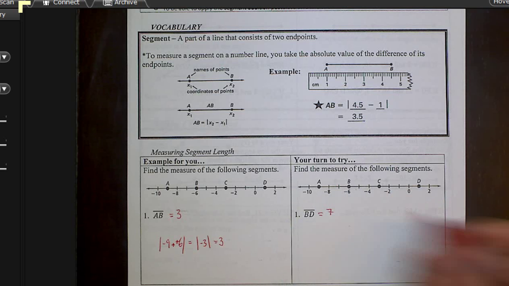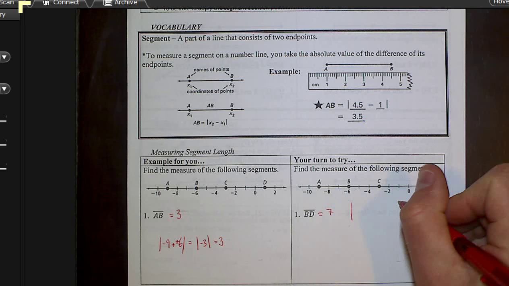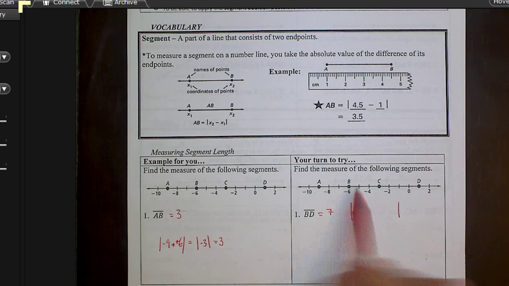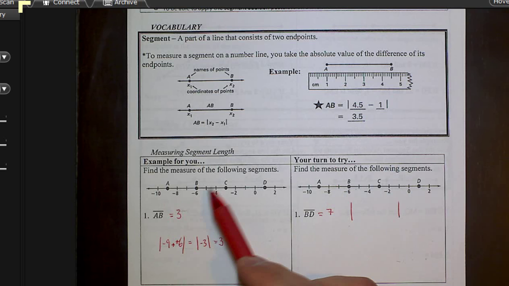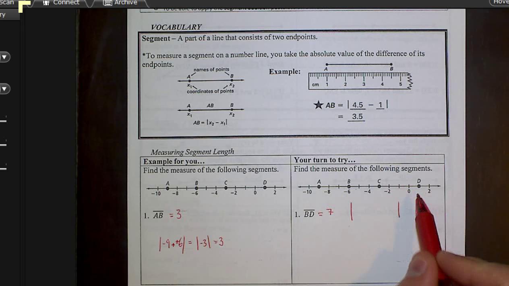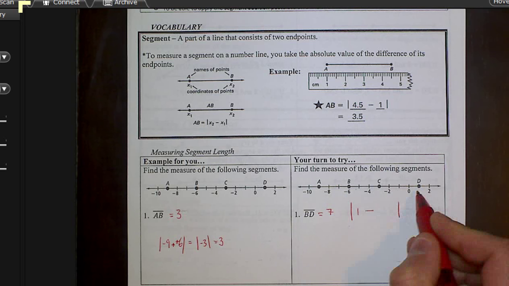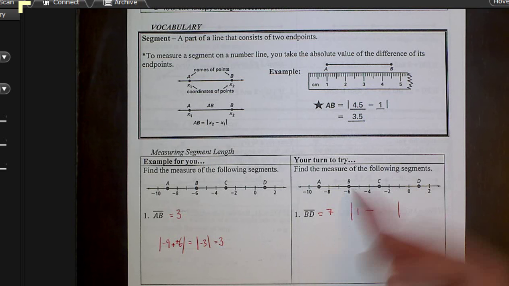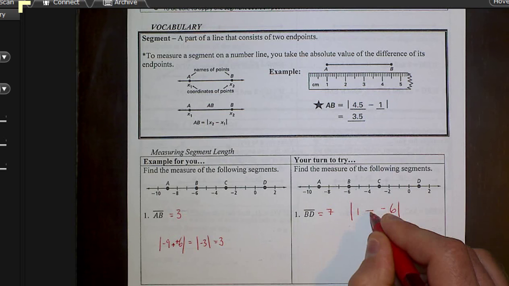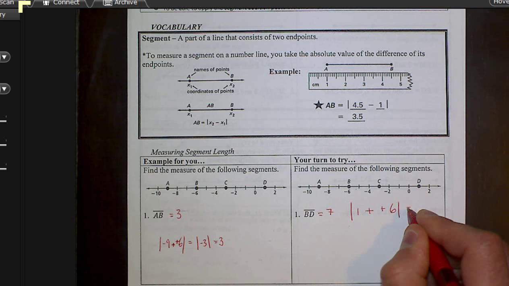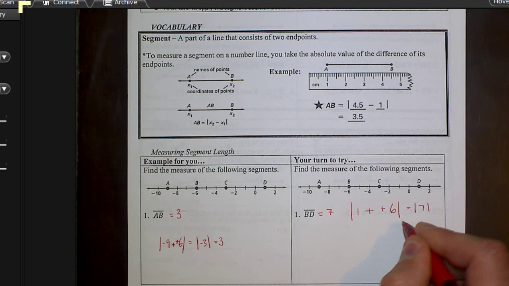If you go the other route and use the ruler postulate, I'm going to kind of go backwards. Over here I started with A and then went to B. I'm going to actually start and use D's point, which is +1, and I'm going to subtract from that B's point, which is -6. Again, simplify what's inside the absolute value bars. Double negatives become positive, so you get the absolute value of 7, which is in fact 7.